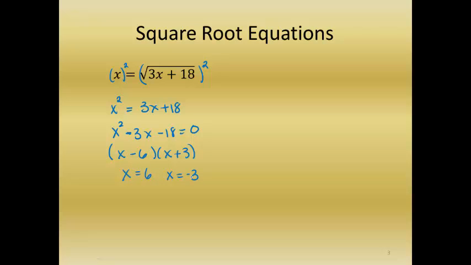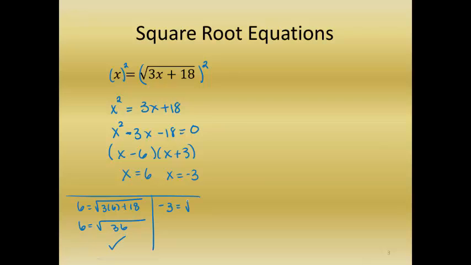Now I'm not done there because if I go back to the very beginning of this, I would have to check my work. So to check my work on using x equals 6, I would have 6 equals the square root of 3 times 6 plus 18, which means 6 equals the square root of 18 plus 18, which is 36. So this works.